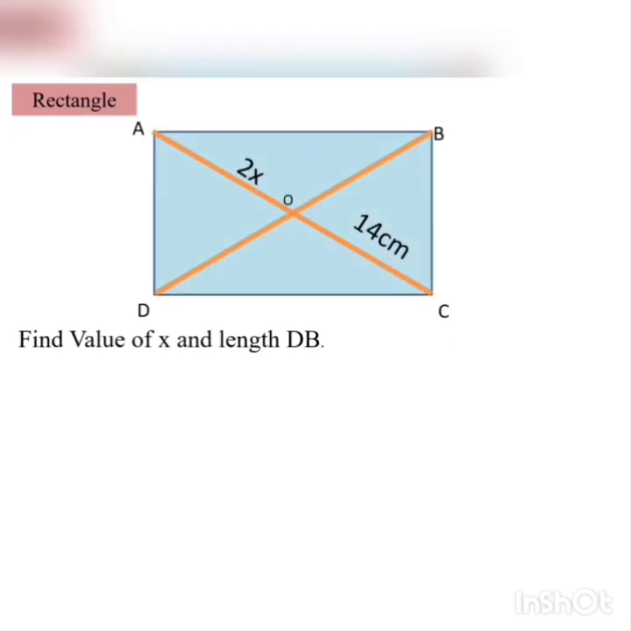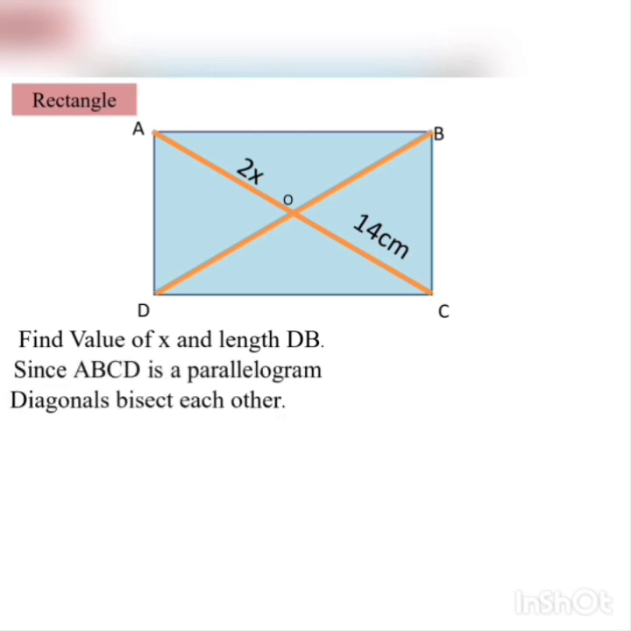Given a rectangle ABCD, find the value of x and length DB. So we are told that ABCD is a rectangle and we know that diagonals of a rectangle bisect each other. Therefore, AO is equal to OC. So we can write it as 2x is equal to 14 and x will be equal to 14 divided by 2. So we get the value of x as 7 cm.